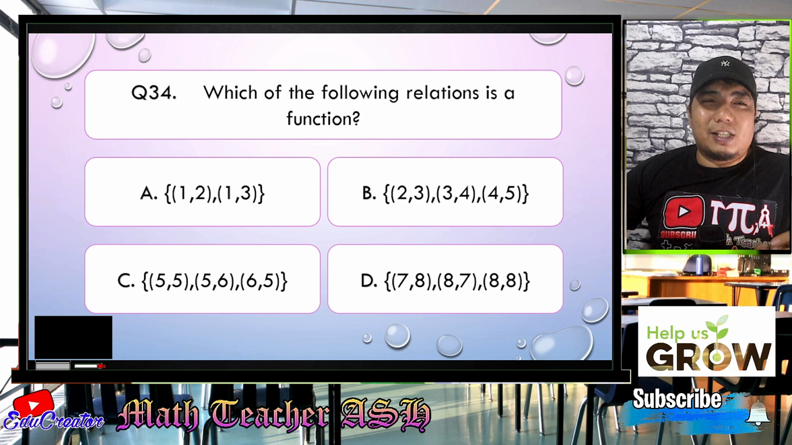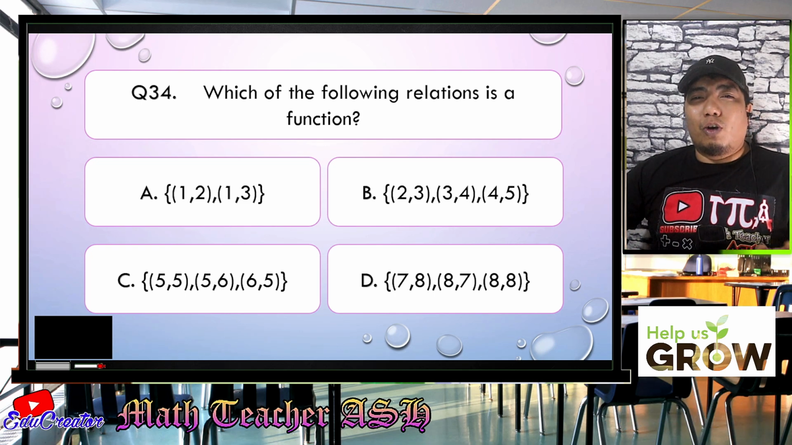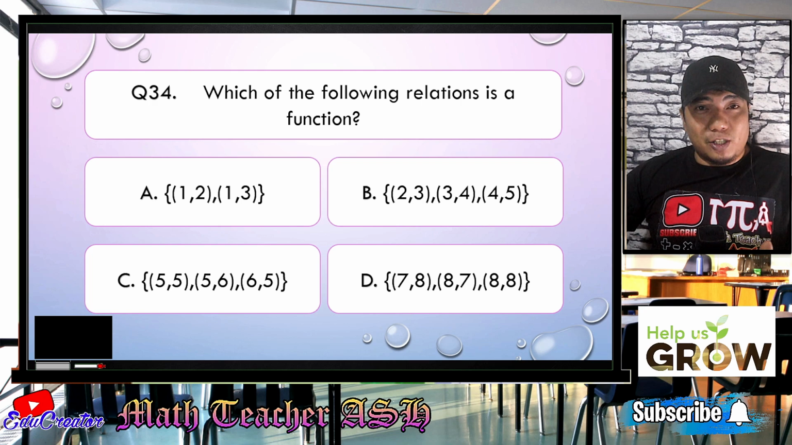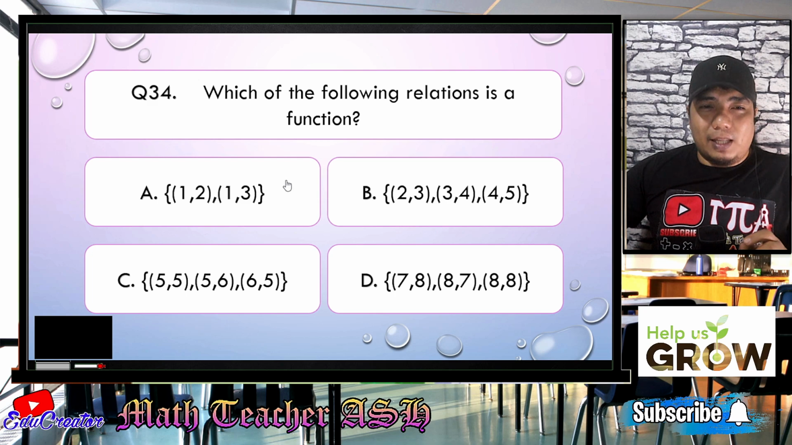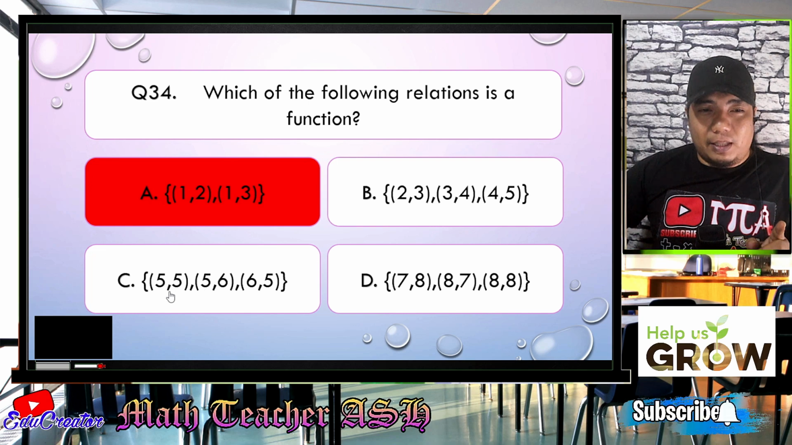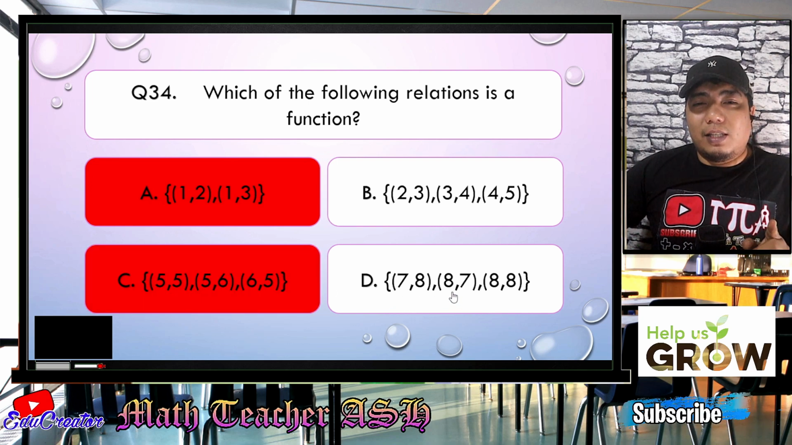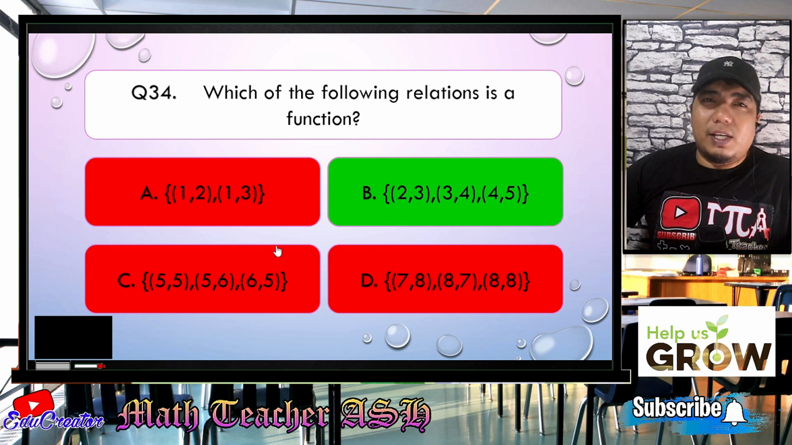Alright, math learners, this question is very, very easy. It is just the same as what we had earlier. In order for a relation to become a function, the value of the x coordinate should not be repeating. So A is repeating, that is wrong. B, it's not repeating. C, it's repeating, the 5 there is repeating, right? That's wrong. Letter D, 8 here is repeating in the x coordinate. So this is also wrong. So the correct answer is letter E. Easy, right? Very easy, my dear math learners.